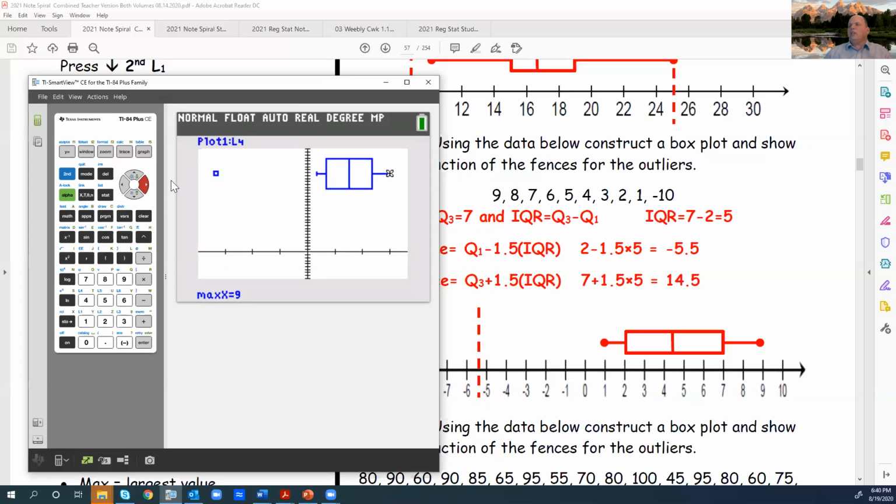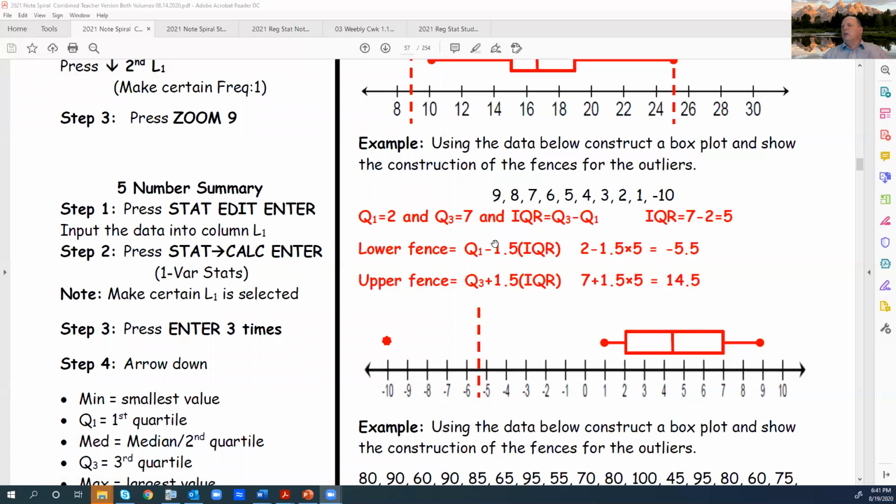So once again, I need to go back and set up my fences because I need to show where my fences are. So we'll go back to that. So we'll look back at the screen. And we go, all right, we know that Q3 was at 7. Q1 is at 2. 7 minus 2 is 5. So our IQR is 5.